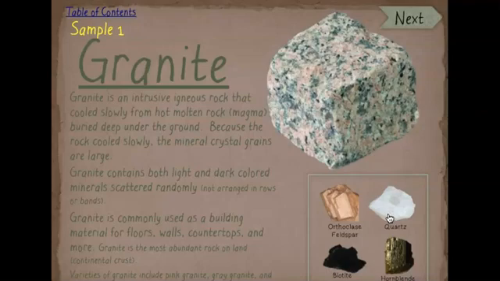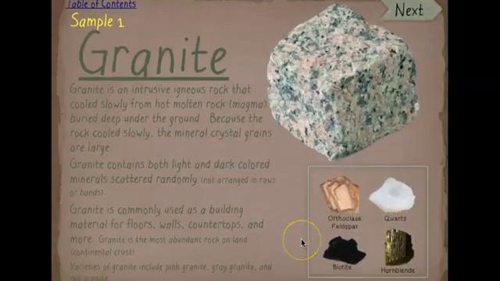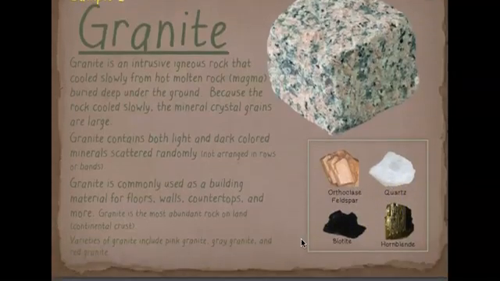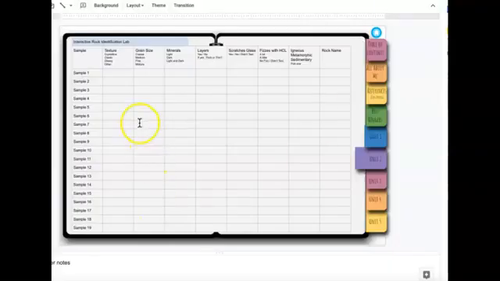Granite is commonly used as a building material for floors, walls, countertops, and a lot of other things. Granite is the most abundant rock on land or our continental crust. Varieties of granite include pink granite, gray granite, and red granite. So there we've got some additional information. So as I go through each one of these samples, I'm going to jump back to my digital lab notebook, and I'm going to fill in the entire section of the chart for that particular sample.